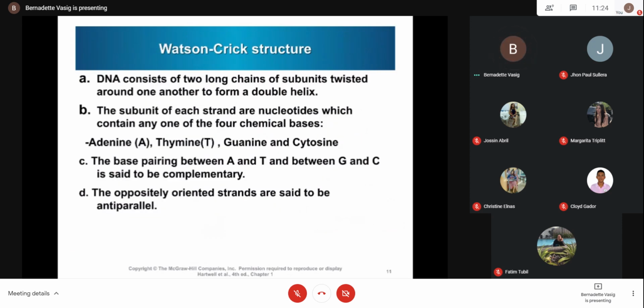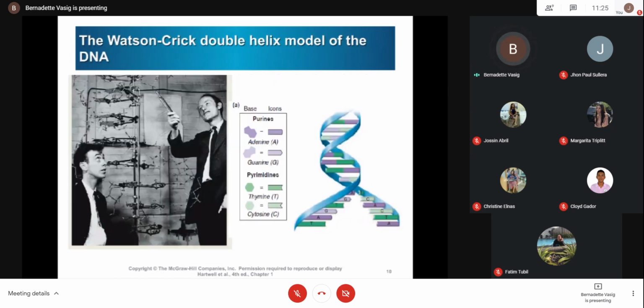Okay. So the oppositely oriented strands are said to be antiparallel. So one strand starts from 3 prime to 5 prime, and the other strand starts from 5 prime to 3 prime. Okay.